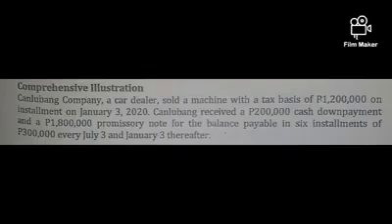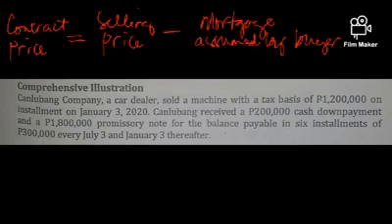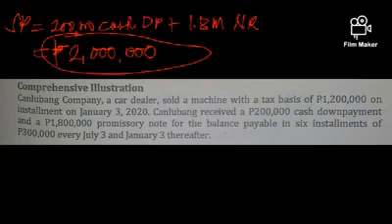Now, we're going to determine next the contract price. So, the contract price is usually the selling price if there is no mortgage assumption by the buyer. Kung naay mortgage assumption, ang mortgage nga gi-assume will be deducted from the selling price to get the contract price. Pero in this case, sa Canlubang Company nga transaction, wala may assumption of mortgage. So, therefore, the contract price is the selling price of 2 million pesos.